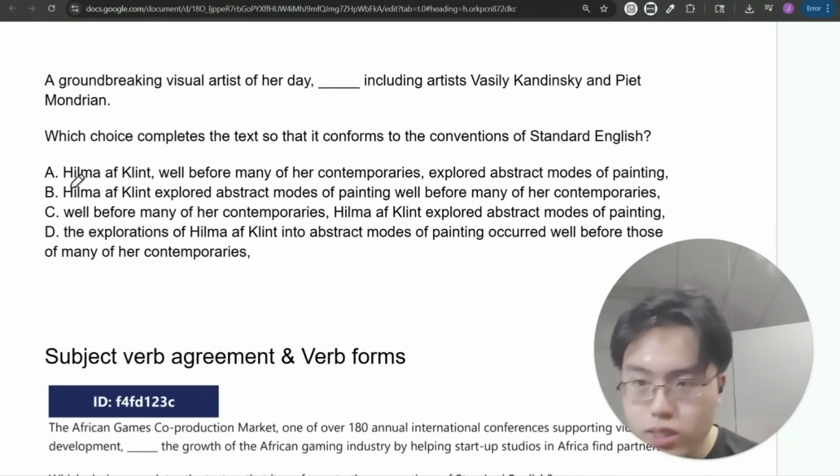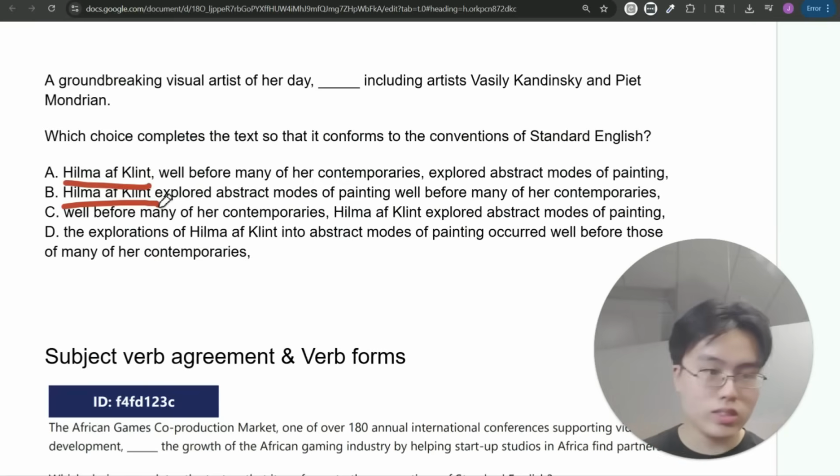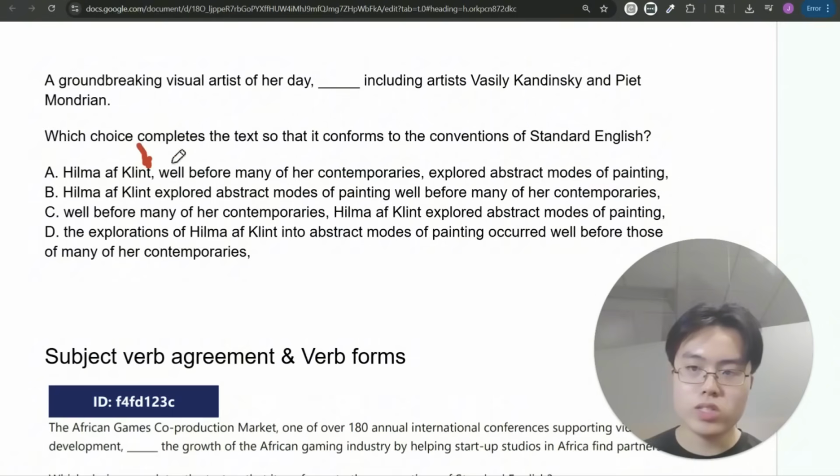Normally, by the way, if you see this, there's a good chance both of these are wrong, because they do the exact same thing. Notice there's no apostrophe here, no apostrophe here, so it's not like this person's something. It's actually the same thing, right? Hilma F. Clint and Hilma F. Clint, that's the exact same thing. So if one of them's correct, then both of them would be correct, because they're the exact same thing, so they're both wrong.